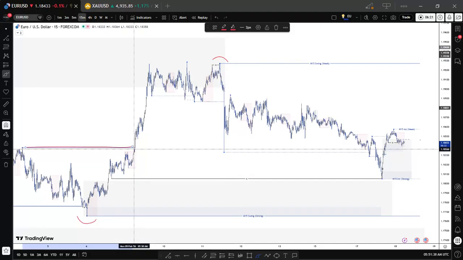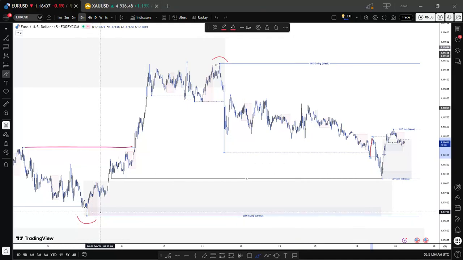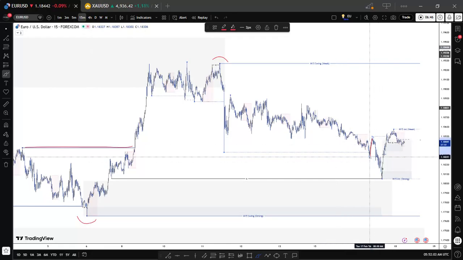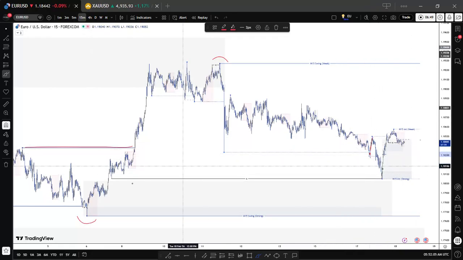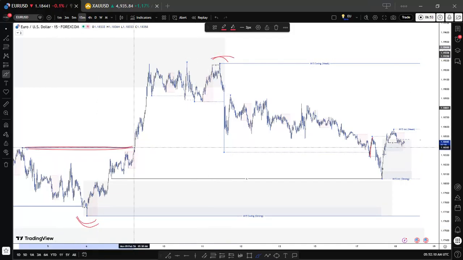But the 4 hour is bearish, internal is bearish, and M15 is bullish. So we have this misalignment there. But you can say that the M15 swing structure is aligned with the 4 hour internal structure. So we can see price pullback. So this is my strong swing low, this is my weak swing high, that is the bullish breakout structure.